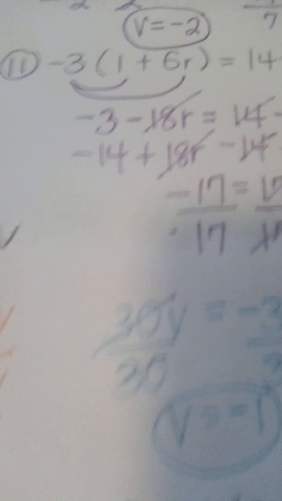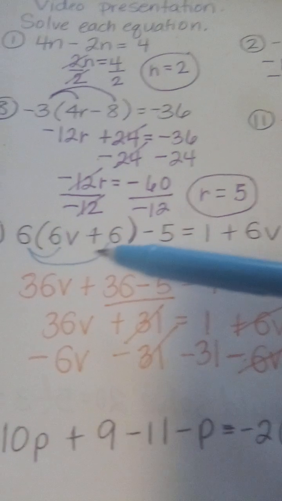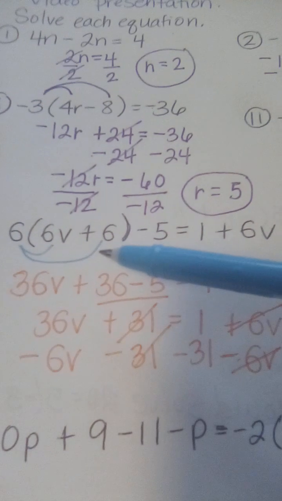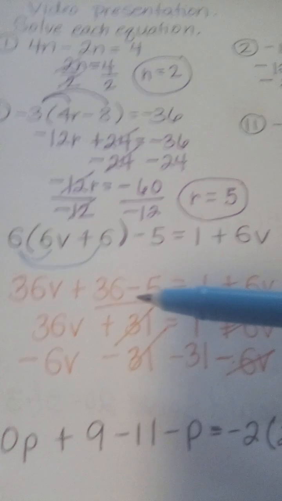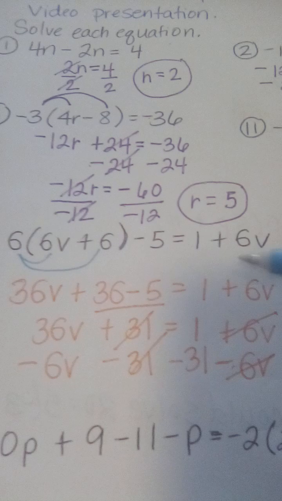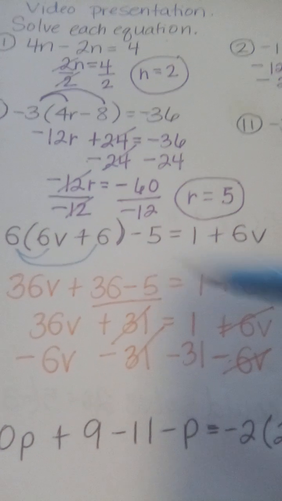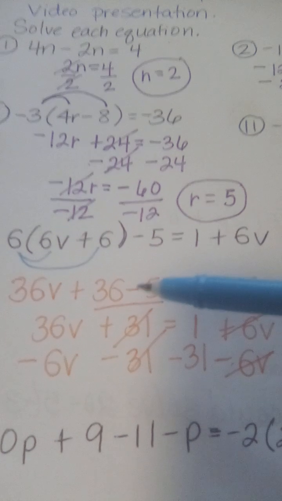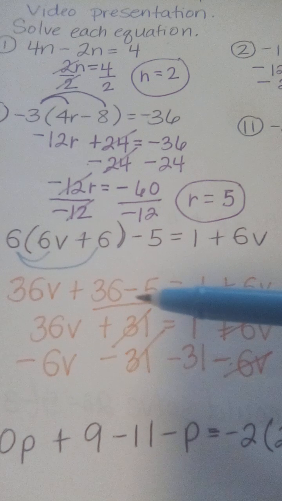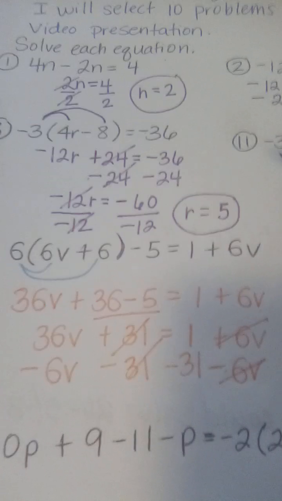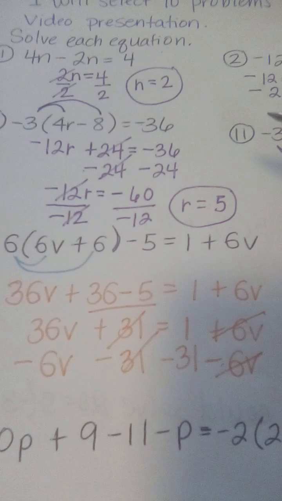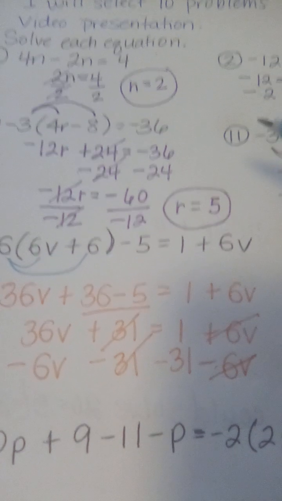So, in this problem, let me go back. This problem, we had to clean it up a little bit. We had to distribute the parentheses first. After we have done the parentheses part, then we bring down everything written down across. And then the next thing we need to do is clean it up a little bit more. In this case, we have 36 minus 5. That gives us 31. And what's remaining, we have 36v plus 31 equals 1 plus 6v.